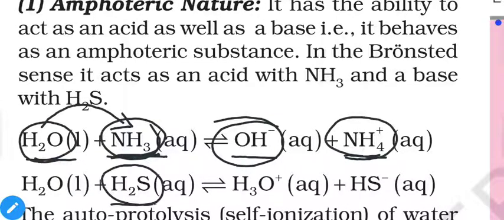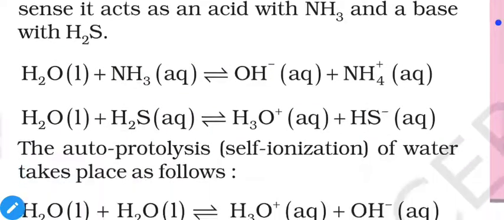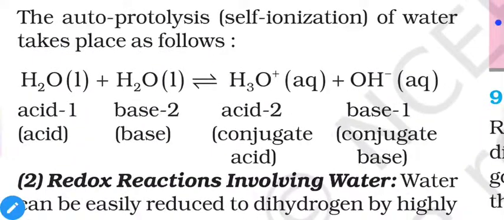Similarly, with H2S, water will behave as a base, and as mentioned, the normal nature of a base is to accept H+. So H2S releases H+ and water will accept it. When H2O accepts H+, you will get H3O+, and when H2S releases H+, you will get HS-. And in small quantity, water also undergoes autoprotolysis or self-ionization.